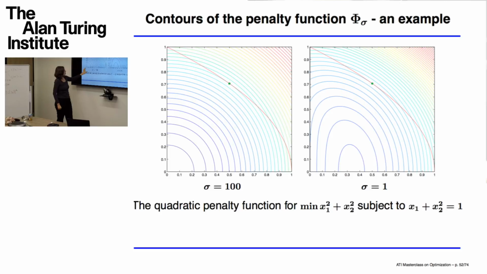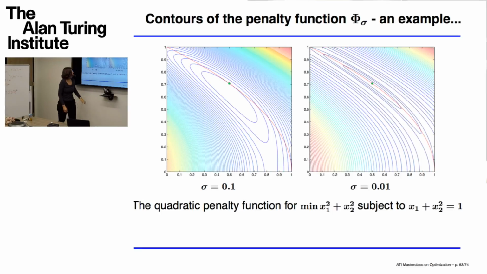And then the first one, for sigma equals 100, the first phi sigma is these contours here, and the minimizer is somewhere here. So it's quite far away. As sigma is decreased, then the minimizer will be here of this quadratic penalty function. And now I keep decreasing my sigma. These are the contours of my quadratic penalty again. And this is the minimizer somewhere here of the quadratic penalty. So I am getting closer.